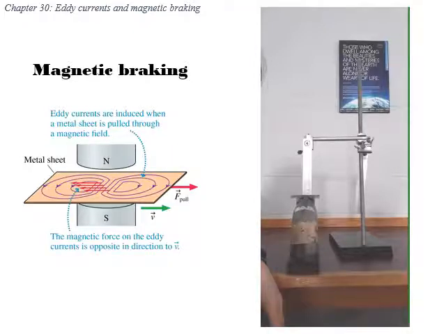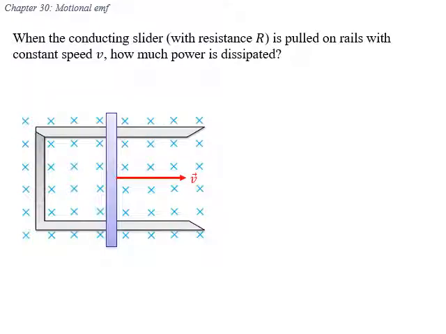Let's go back now to having our conducting bar sliding without friction on conducting rails. We're pulling it so that it moves at constant speed v. And now let's ask about another thing that often we want to think about when we talk about circuits, which is power. So in this situation, how much power is dissipated?